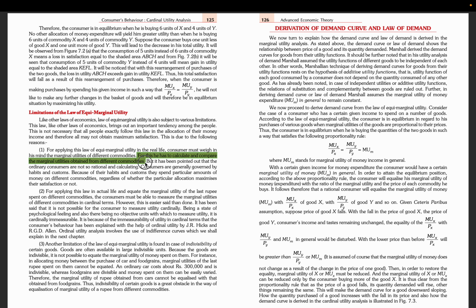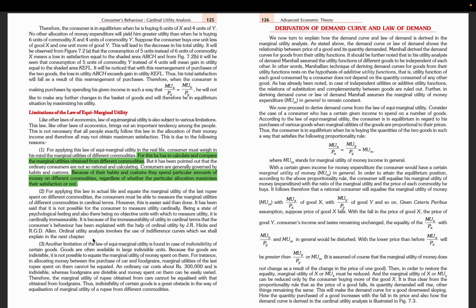The baseline of this is that whatever marginal utilities you derive from different commodities, you have to keep a check, calculate and compare them. But in actual life, consumers are governed by habits and customs. They spend particular amounts of money on different commodities regardless of whether the particular allocation maximizes their satisfaction or not.